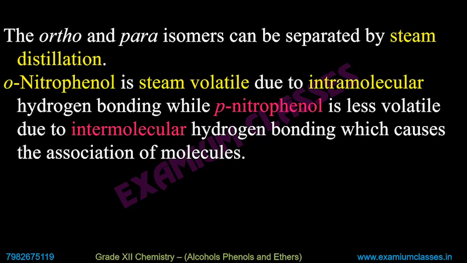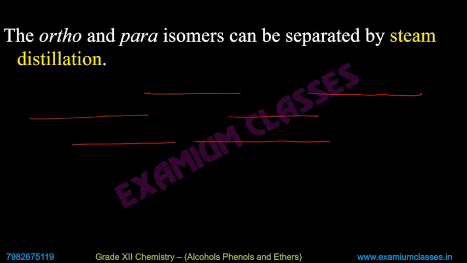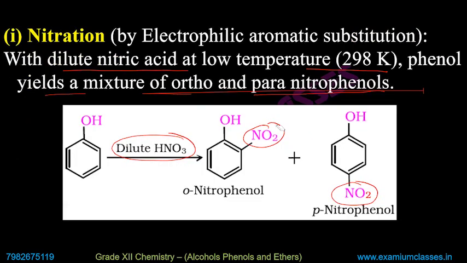Orthonitrophenol is steam volatile due to intramolecular hydrogen bonding, while paranitrophenol is less volatile due to intermolecular hydrogen bonding. In case of ortho, there is hydrogen bonding within the molecule, between the hydrogen and nitrogen. So these molecules are not attached strongly with other molecules. Suppose you have this one molecule, another molecule, force of attraction is less.